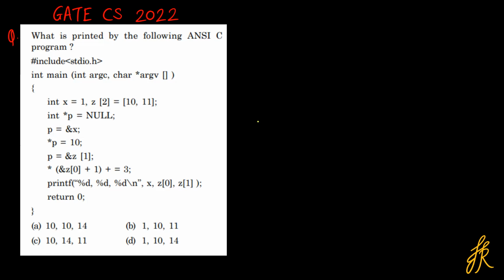In this video we are going to solve a GATE CS 2022 question on C programming. This question is regarding the pointers concept. You can see we are using pointers and also 1D arrays, so this question is regarding 1D arrays and pointers, and we need to find what is going to get printed. Before getting ahead, let's see some basics of pointers and then we'll proceed to this question.